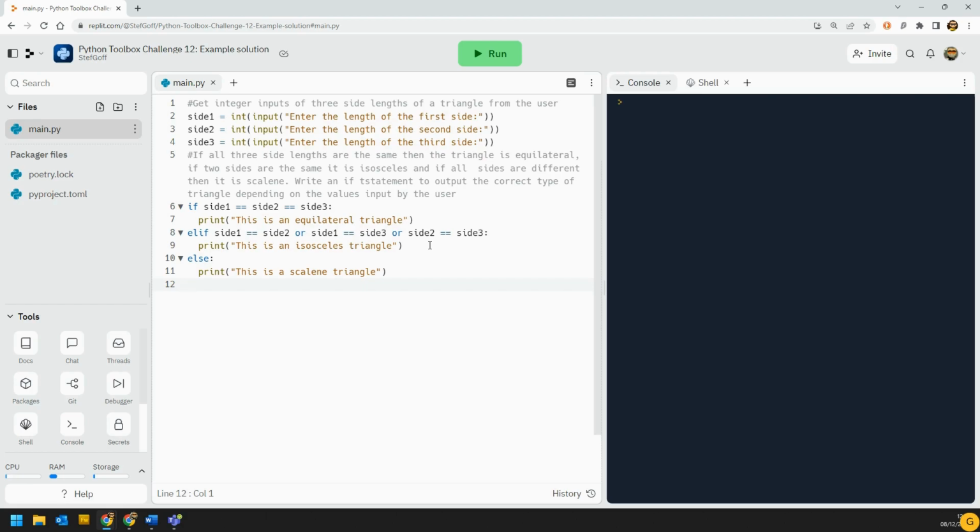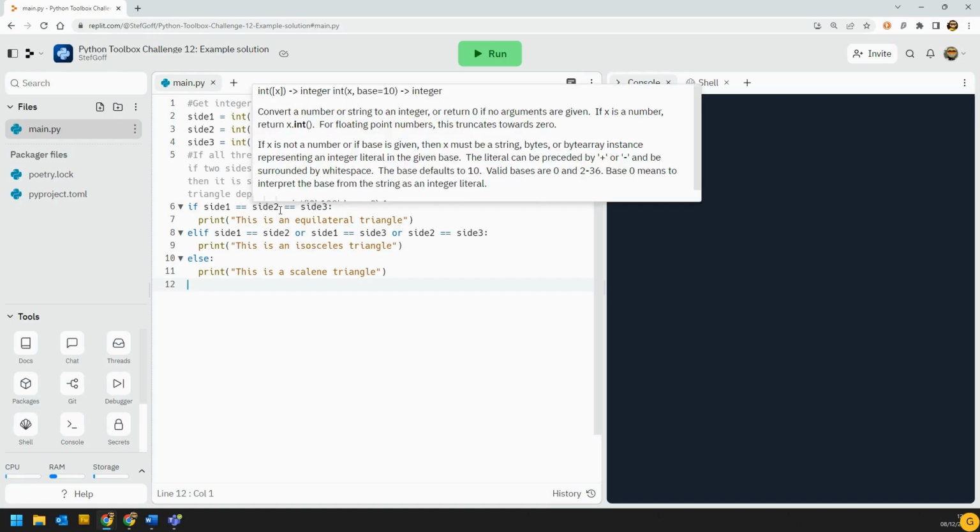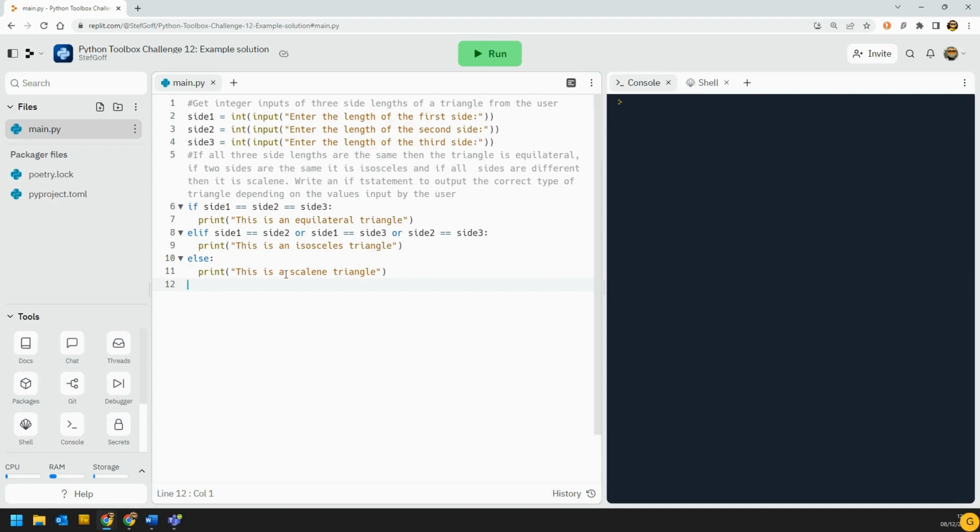It will pick up if one pair is the same, but if we had made this check before this check, it would say, if we had an equilateral triangle, yes, side 1 does equal side 2. This is an isosceles triangle. So the order really matters this time. If it's not this and it's not this, it must be scalene, so we don't need to check. Now, you might have chosen to check scalene and one of the other types and then left the else condition to represent the third type that you haven't checked. There are several ways that you could actually solve this.